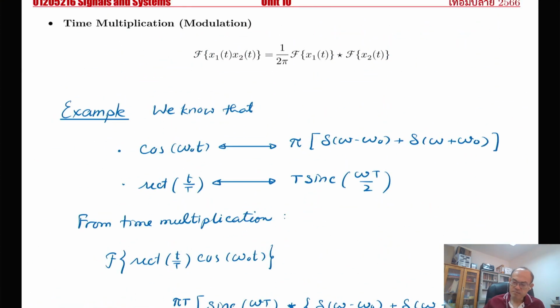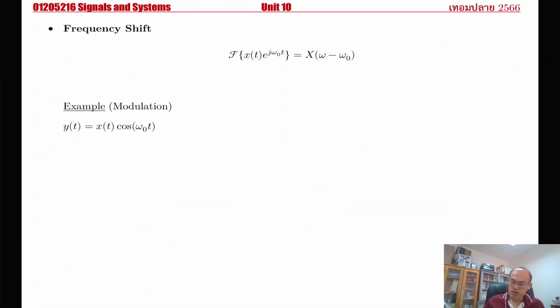And that is time multiplication. Another one is called frequency shift. If we multiply a time domain signal x by a complex exponential e to the j omega 0 t, its Fourier transform would be the Fourier transform of x shifted to the right by omega 0. If omega 0 is negative, then it will be shifted to the left. Okay, so that is frequency shift.